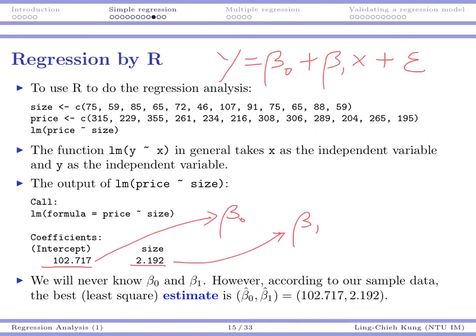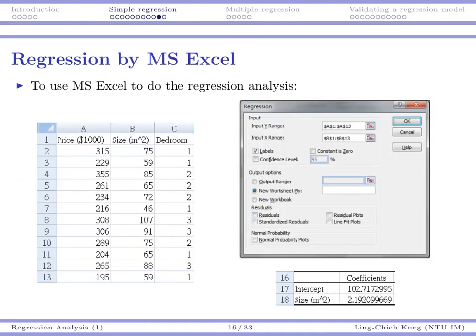Add hats to this beta 0 and beta 1 so that we really know these are from the sample data. These are just estimates. Okay, but anyway, this is the best we can do because we only have those sample data on hand. If we are using Excel, then it's very similar.